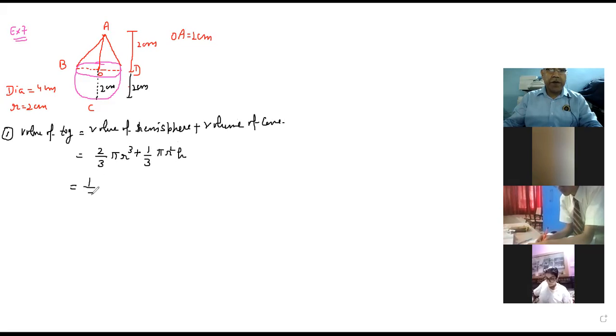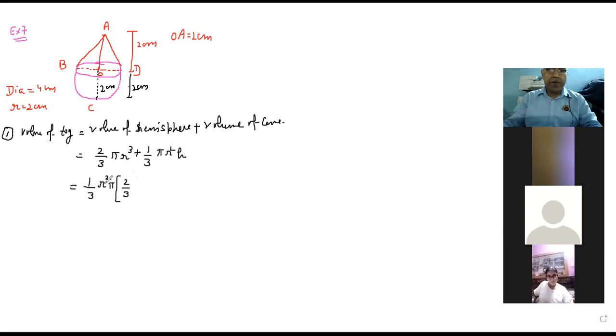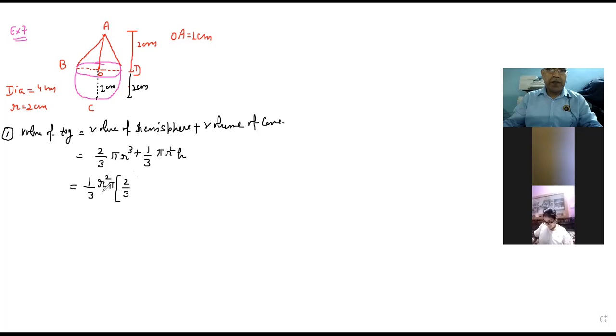So can you take 1 by 3 out and r square out, because the radius is the same for both? It will make my calculation much simpler. So pi also you can take out. So 1 by 3 r square pi is taken out. So this is 2 r, not 2 by 3.